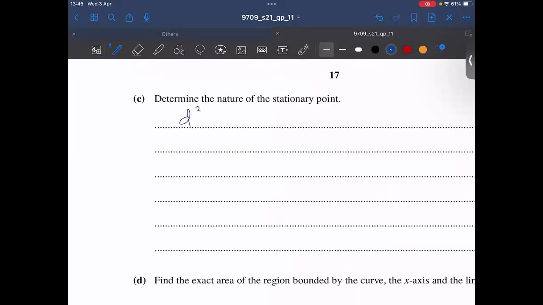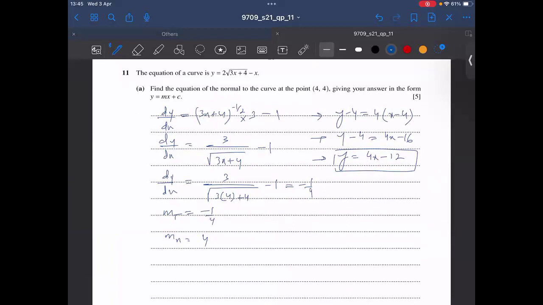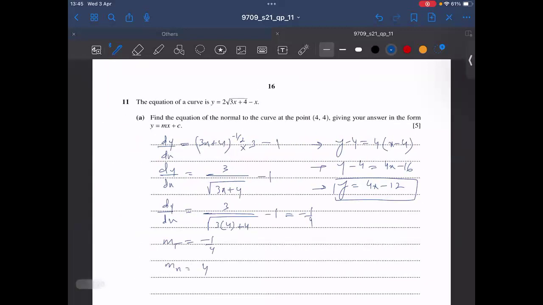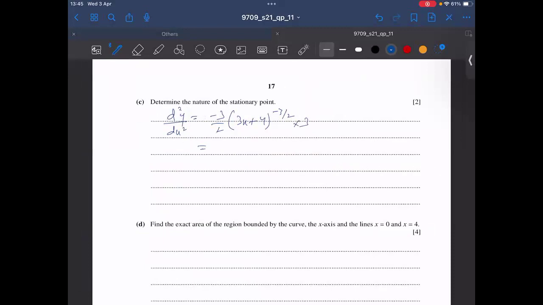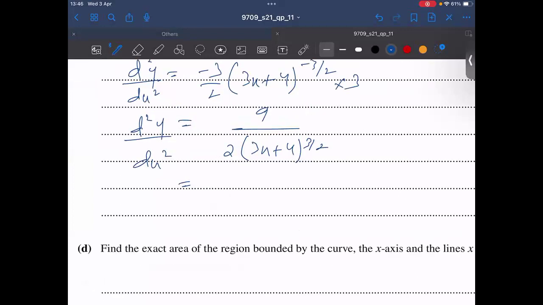Nature. To find out the nature, you may just take the double derivative. It's going to be minus 3 over 2, so we're going to differentiate this. It's going to be minus half, minus 3 over 2, and 3x plus 4 to the power of minus 3 over 2, into 3. It's going to be minus 9 over 2 times 3x plus 4 to the power of 3 over 2. That's d squared y over dx squared. We're going to substitute 5 over 3 in this.